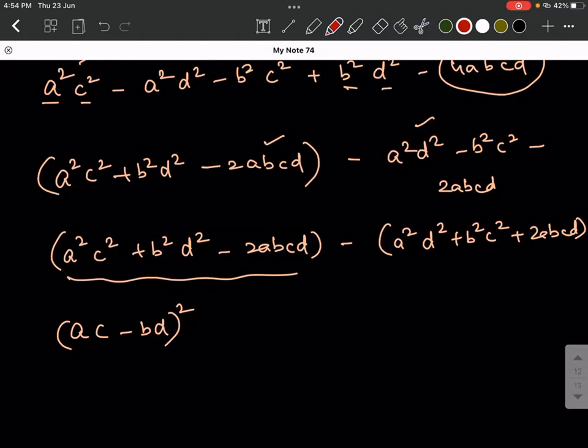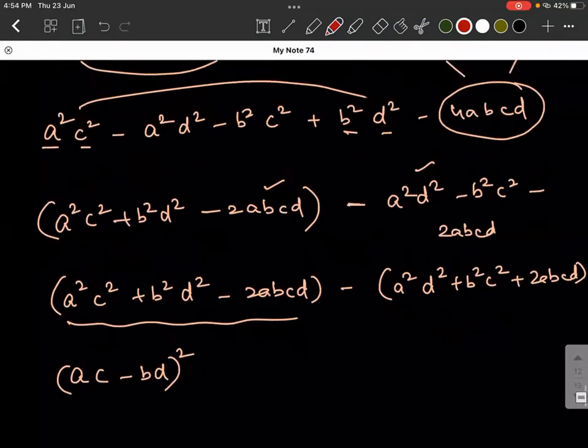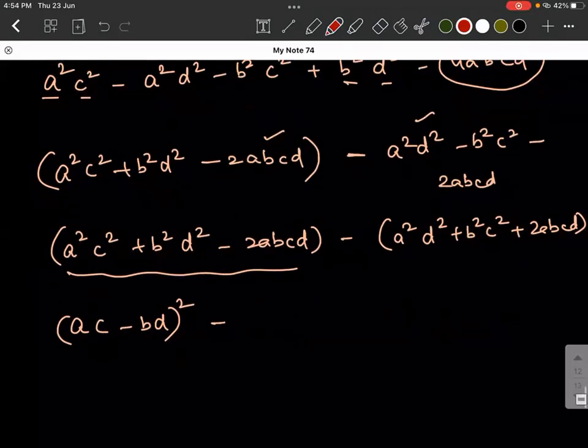Are you guys clear? I took the minus sign outside, no? When you take the minus sign outside, you will get that. Minus, you tell me what is the other term? AD plus BC the whole square.